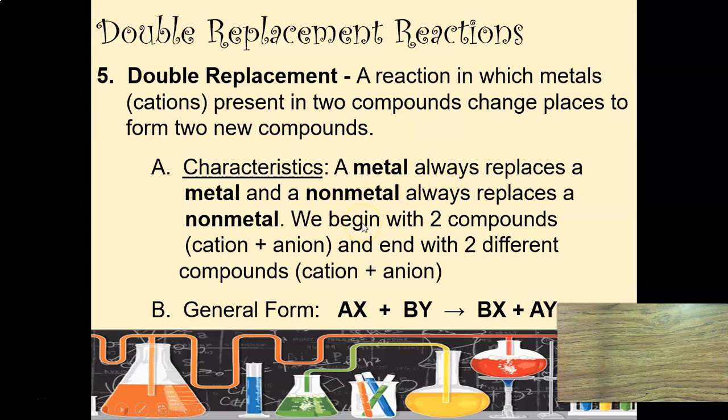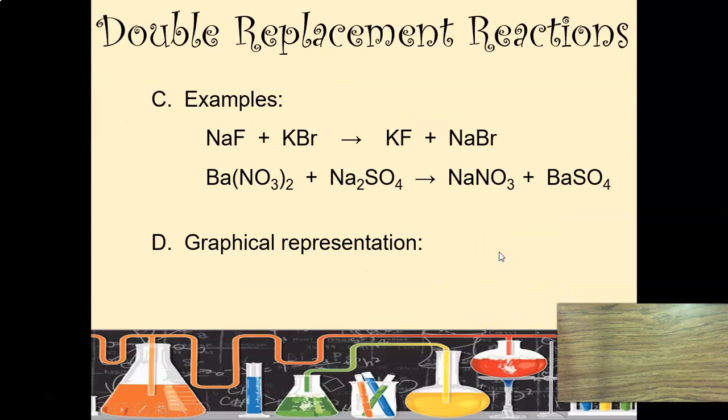Okay, we begin with 2 compounds, a cation and an anion. So we've got an ionic compound, and we end with 2 different compounds. Down here is the way the reaction will look. See these metals, the places where they are, AX plus BY? Well, A and B just switch places. So you'll have BX plus AY. Okay, so here's some examples.